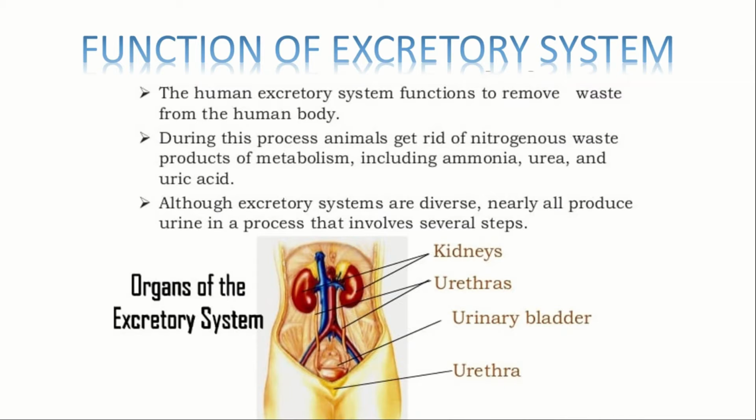Let us know the function of the excretory system. The human excretory system mainly functions to remove waste from the human body. During this process, animals get rid of nitrogenous waste products of metabolism including ammonia, urea and uric acid. Although excretory systems are diverse, nearly all produce urine in a process that involves several steps.